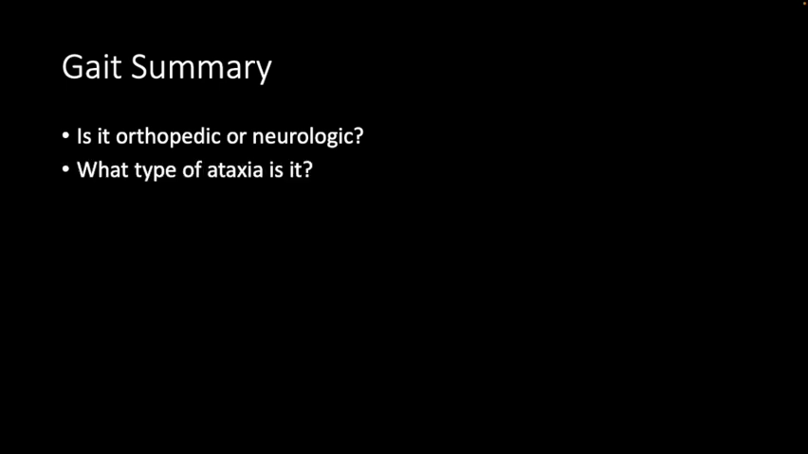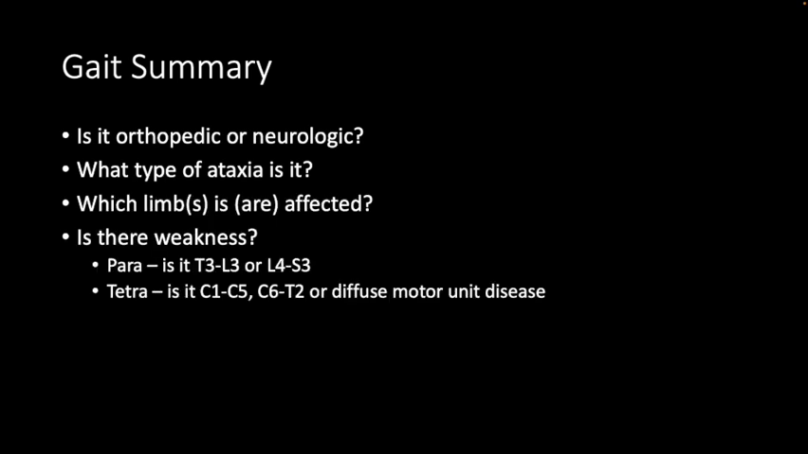To summarize, when a patient presents with a gait abnormality, we are generally trying to decide if it is orthopedic or neurologic. If it is neurologic, what kind of ataxia is present and which limbs are affected. If it is just the pelvic limbs, we can just say para. And if it is all the limbs, then we say tetra, being certain to perform spinal cord reflexes, as it helps us determine cervical myelopathy from diffuse motor unit disease.